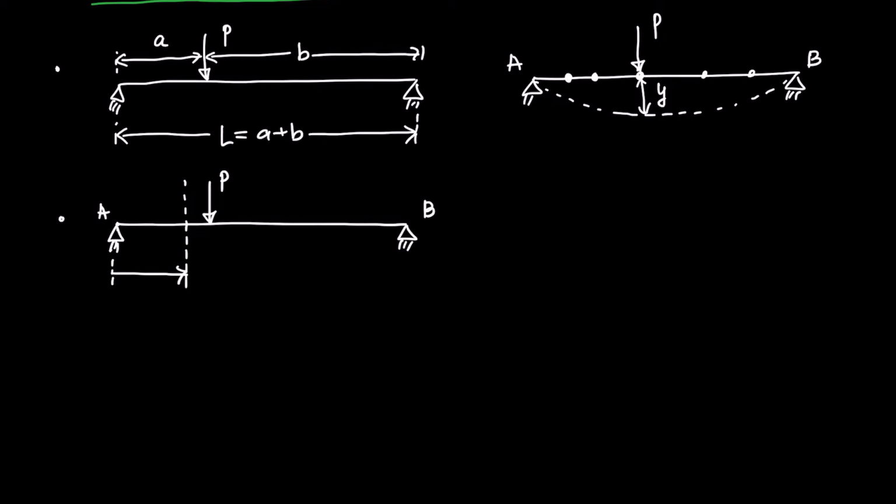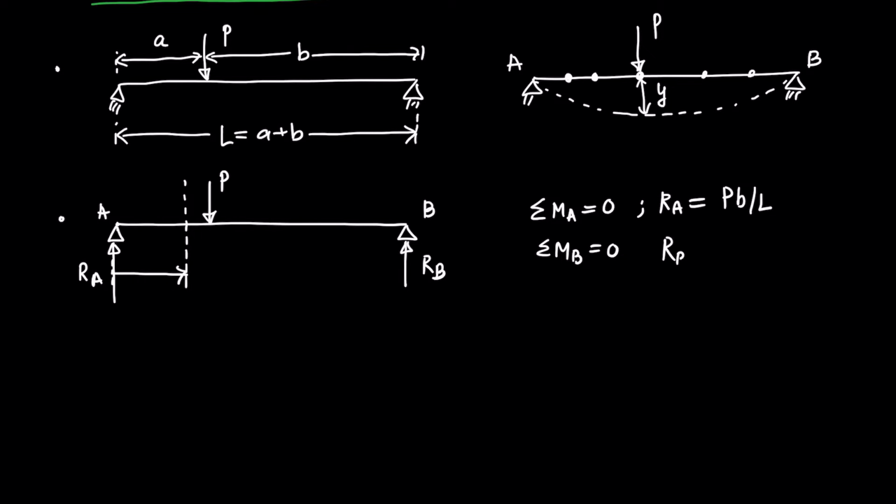Now first of all we need to calculate the reaction at B and the reaction at point A. They are simple. Summation of moment about point A equal to 0 and summation of moment about point B equal to 0. We can calculate the reactions. Reaction A will be equal to PB by L, and reaction at B will be equal to PA by L.